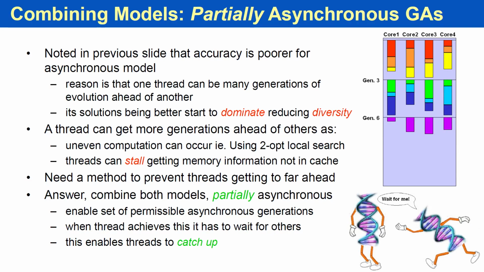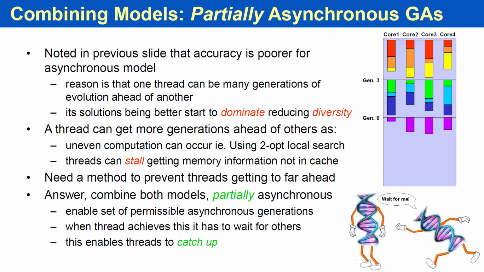So we need a solution to prevent threads getting so far ahead. And the answer is to combine both models into a partially asynchronous version. So we set a number of permissible asynchronous generations, but at that point threads have to wait for the rest to catch up. And we can see this on the right with a diagram. Every third generation threads have to wait. So we still get the advantages of an asynchronous version, but hopefully we should get some better results from using a partially asynchronous implementation.